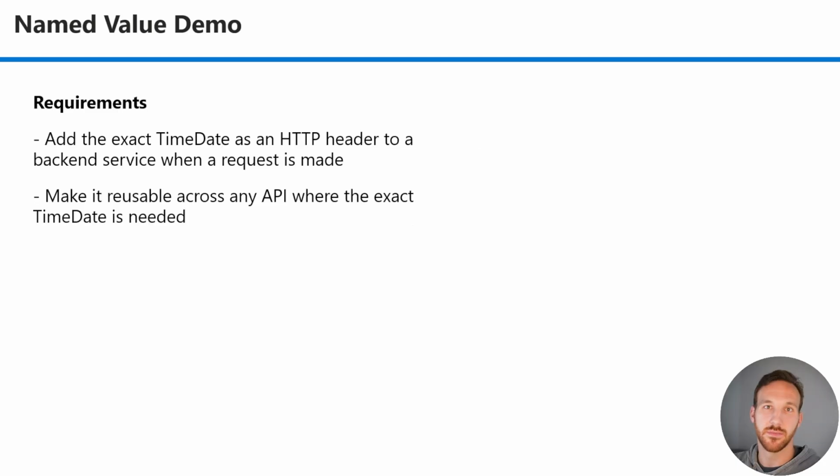Now let's create a named value, where we want to send an HTTP header to a backend service with the exact time and date that the backend service got the request. We'll need a C# policy expression for this, and we want to be able to reuse this without having to rewrite the expression every time.